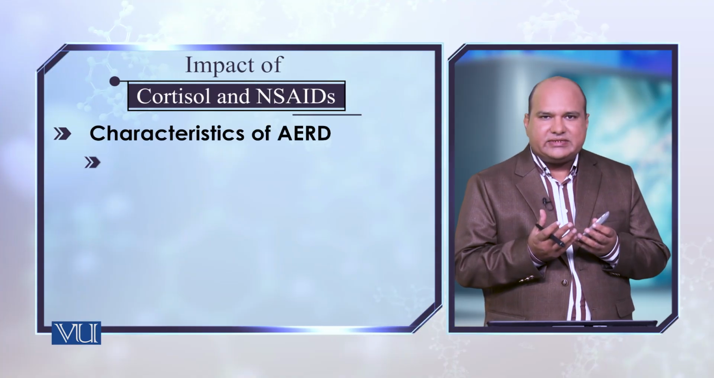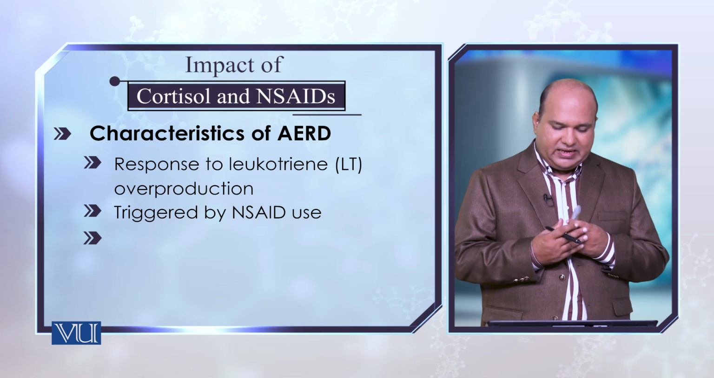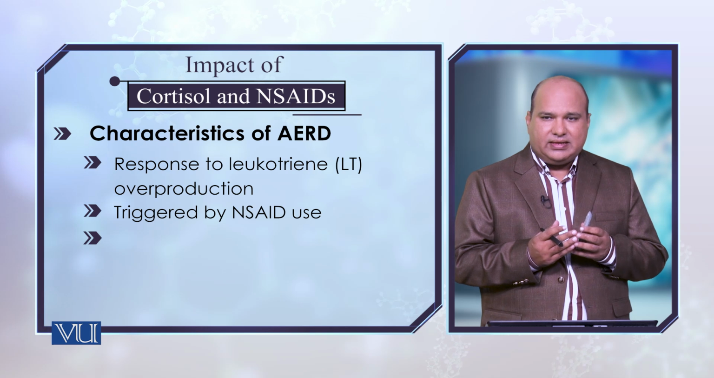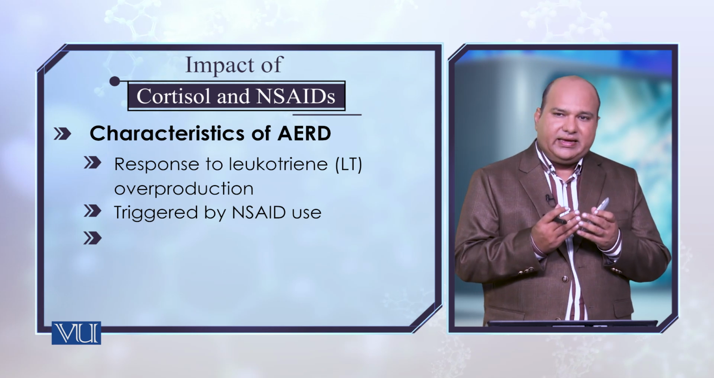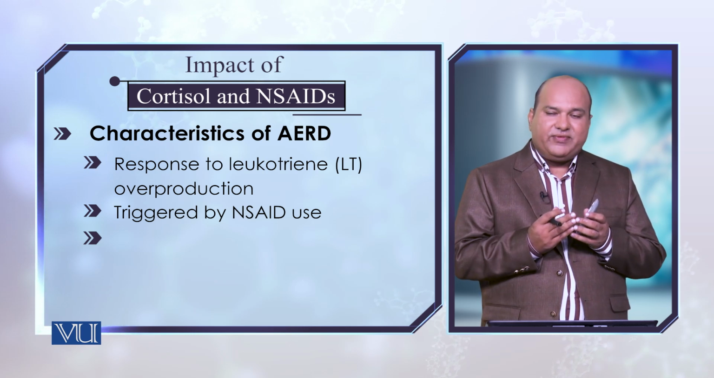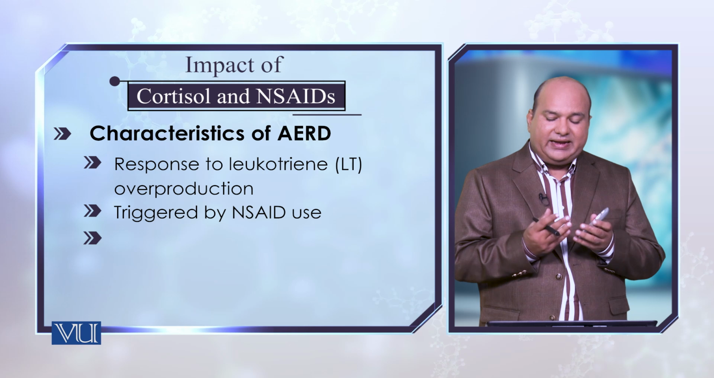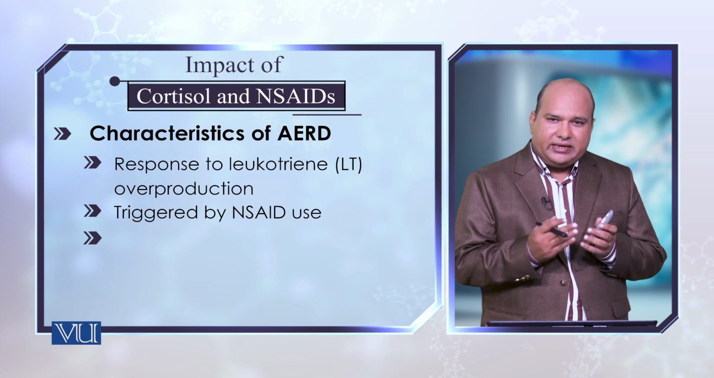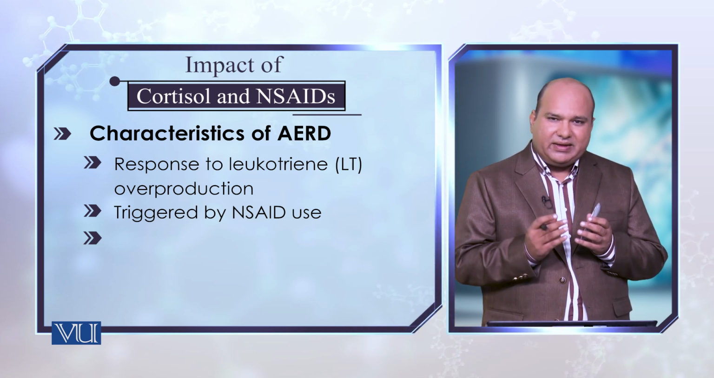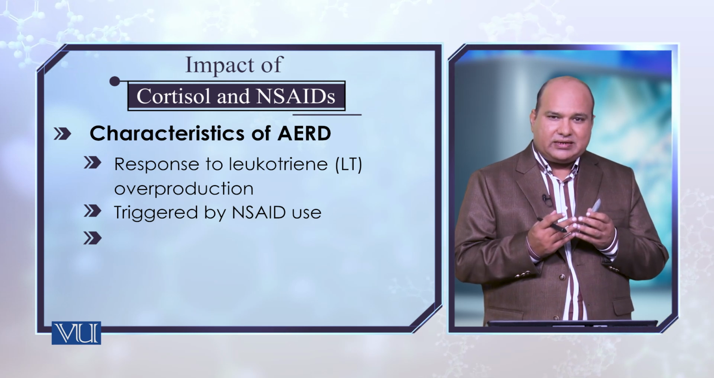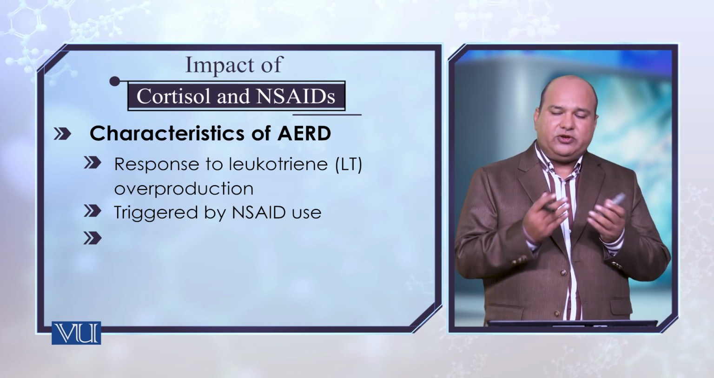Another condition, not a disease in the real sense, occurs in people who have asthma. They have excessive inflammatory responses when they use NSAID drugs, that is, the non-steroidal anti-inflammatory drugs. What happens is that when they take these drugs, the inflammatory responses are caused by the overproduction of the leukotrienes.